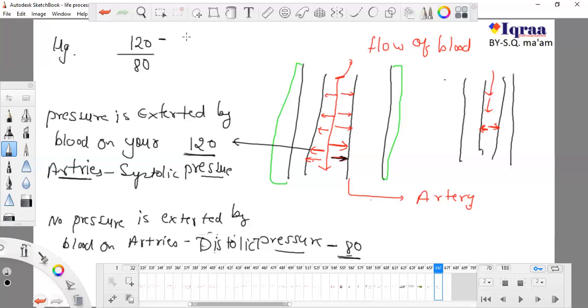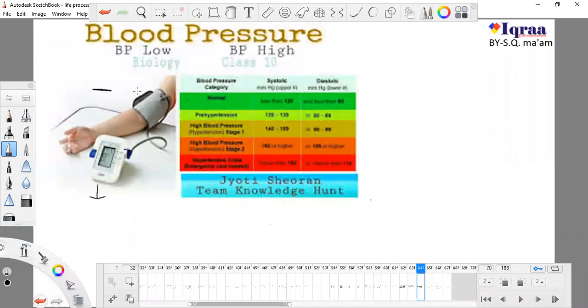When the ventricles contract and push blood outside, it is known as ventricular systole, and it is known as ventricular diastole when the ventricles are in a relaxed condition. So this is how we can check our blood pressure. This is the method.